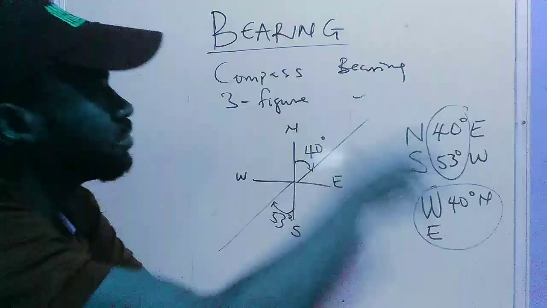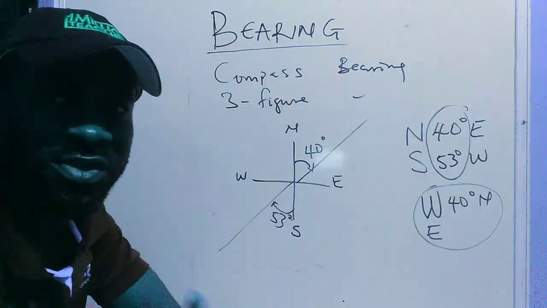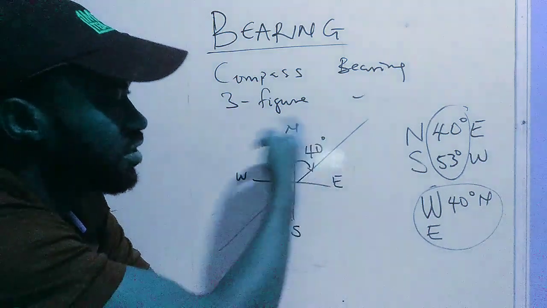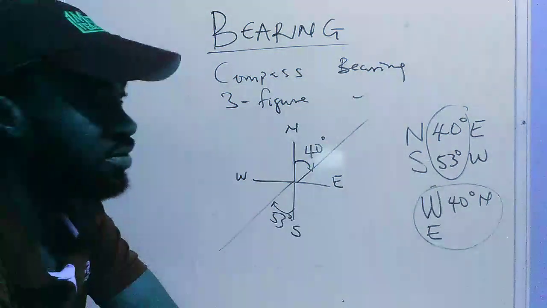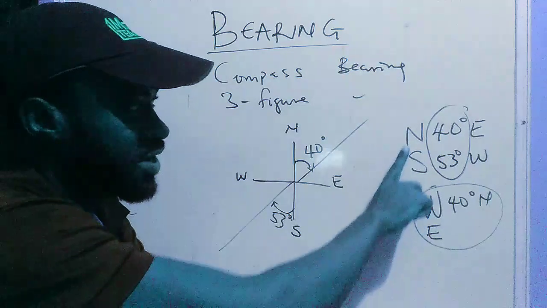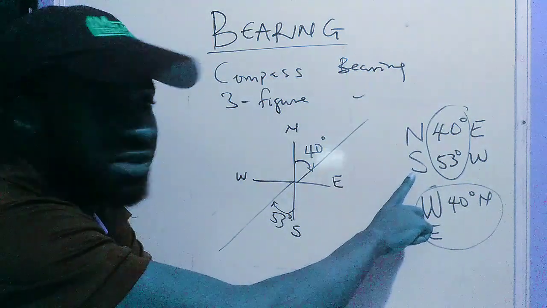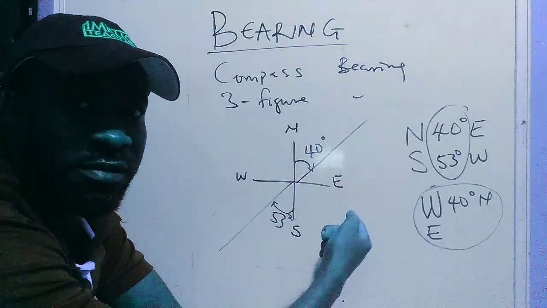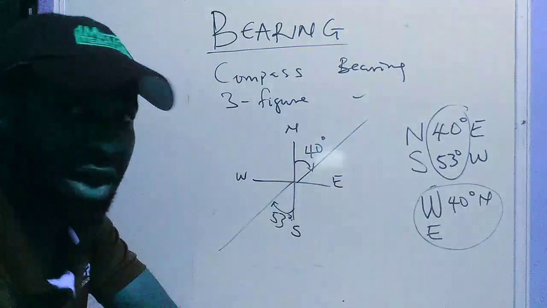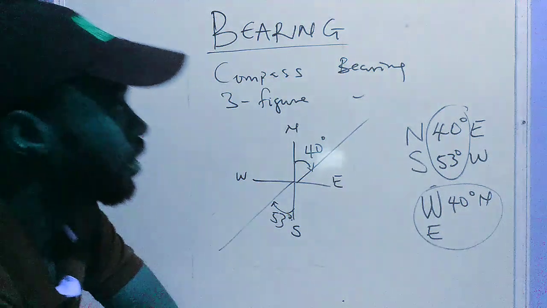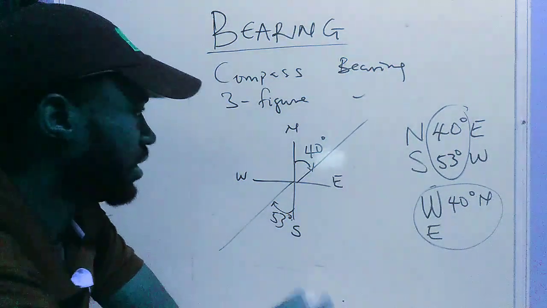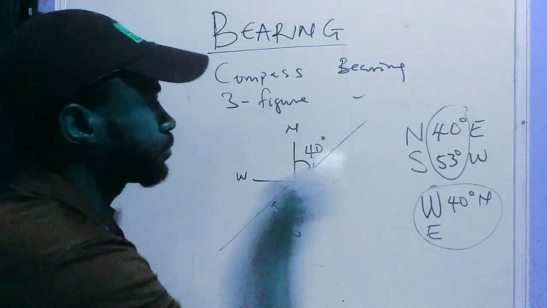So the compass bearing is just one of the formats of representing bearing using the four cardinal points. But take note that it will either start from the north or from the south, and it could move either in clockwise direction or anti-clockwise direction. Okay, now let's go to the next one, which is the three-figure bearing. Let's talk about that briefly.